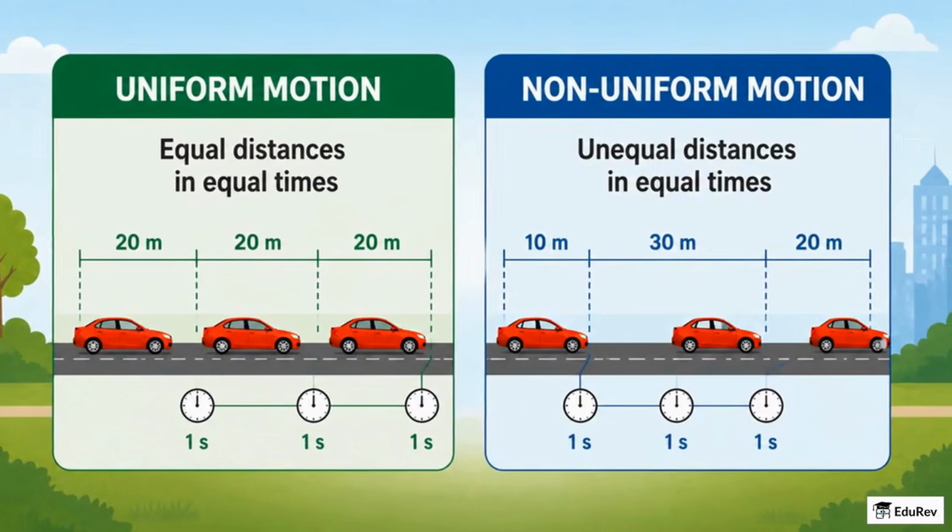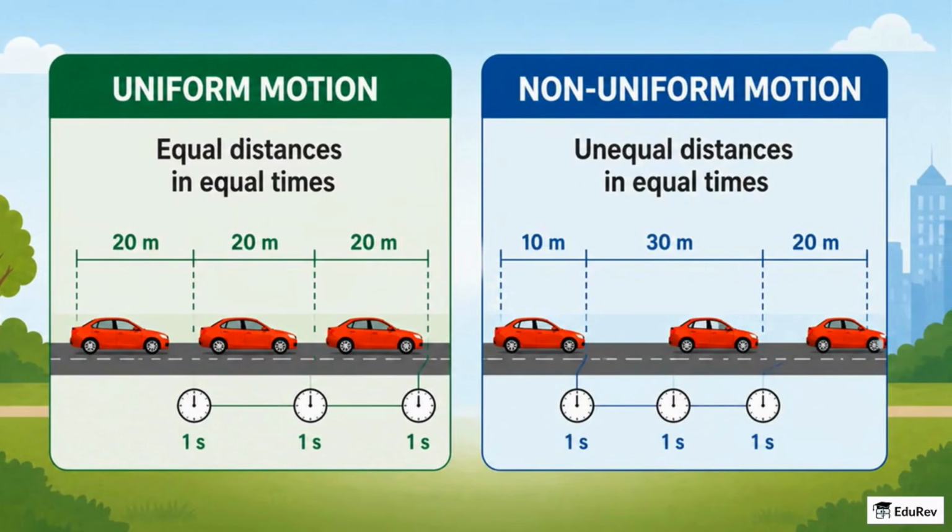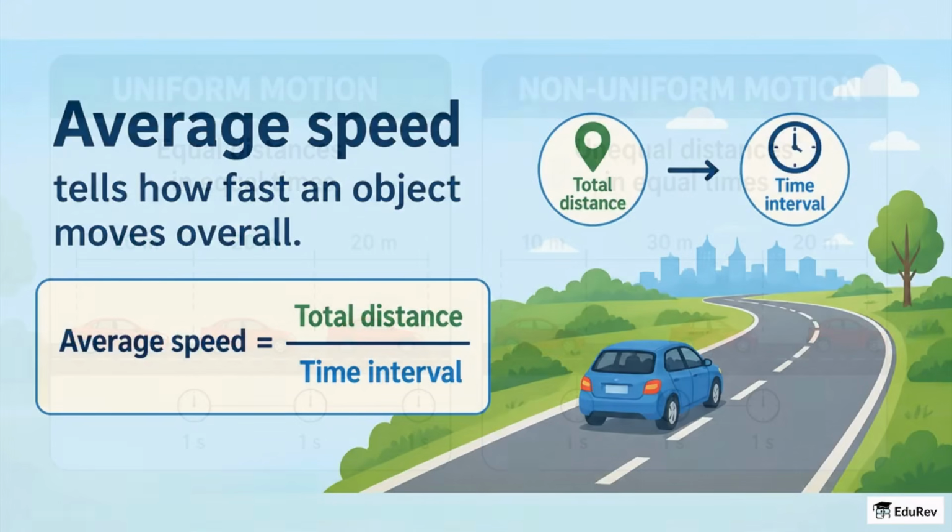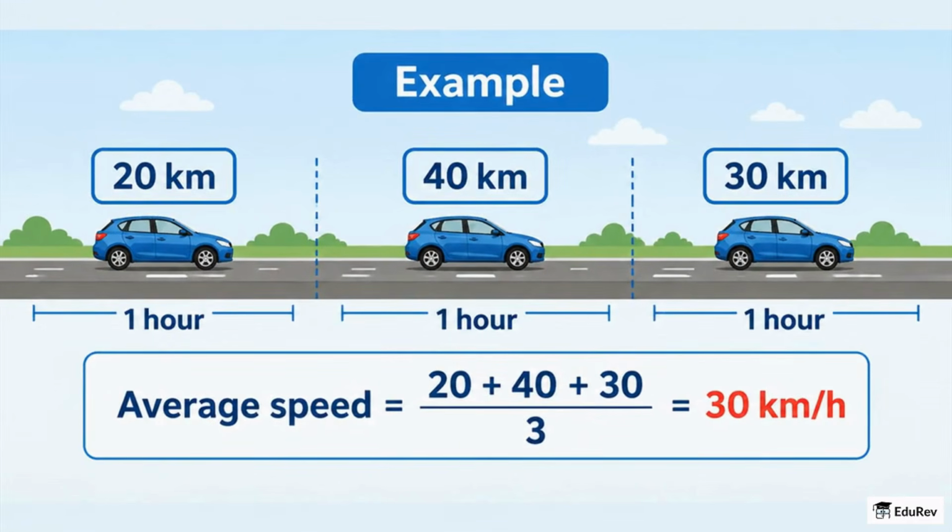Uniform motion means equal distances in equal times, and the speed stays constant. While non-uniform motion means distances in equal times are different. Average speed tells how fast an object moves overall and equals total distance divided by time interval. For example, a car goes 20 kilometers, 40 kilometers, and 30 kilometers in 3 hours. Average speed is equal to (20 + 40 + 30) divided by 3, which is equal to 30 kilometers per hour.